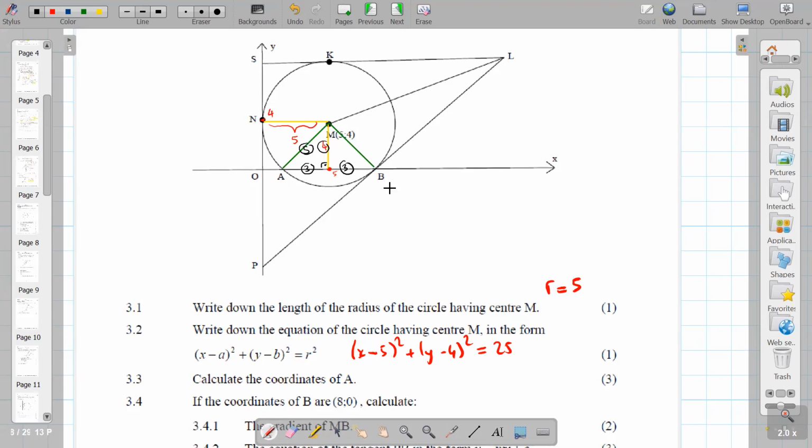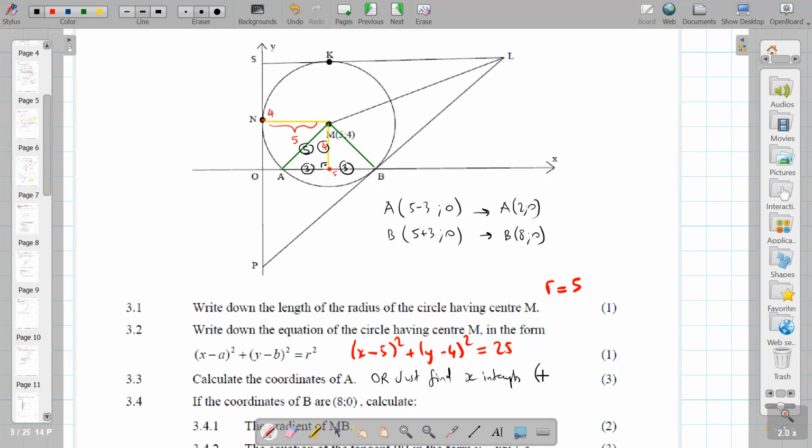So that's why the x coordinate of A is 3 less than 5, and of B is 3 more than 5. So A is (5 − 3, 0) and B is (5 + 3, 0). That's how I got the coordinates of A and B. So A is (2, 0), and the other one, B, is (8, 0). That's it. So you can apply Pythagoras' theorem and do that. Or just find the x-intercepts.